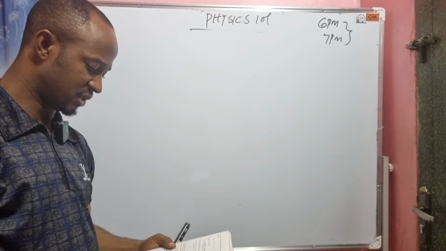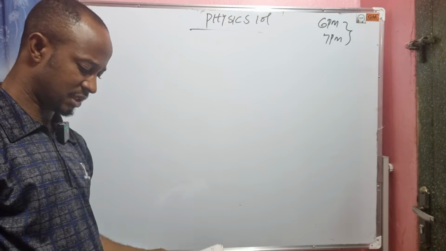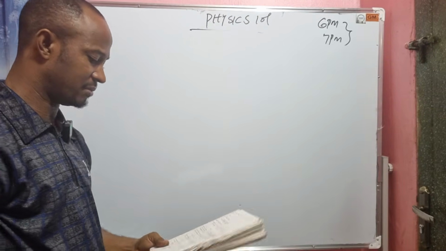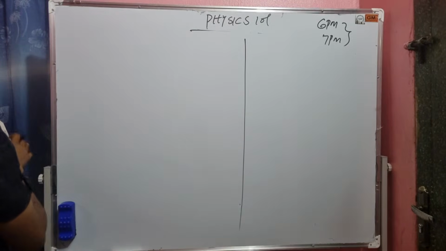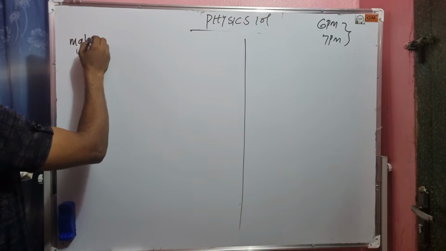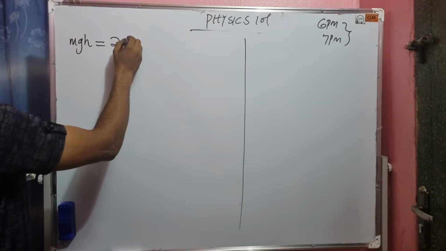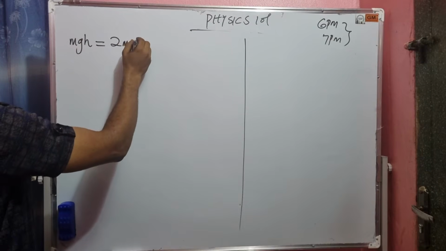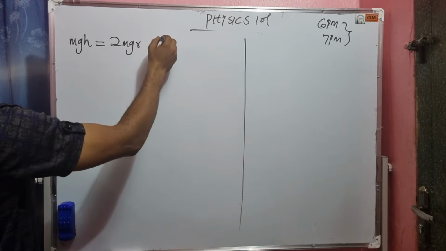Okay, let's solve this problem from your textbook. The problem says verify the dimensional homogeneity of the equation for total energy at the top of a loop given by mgh equals 2mgr plus half mv squared.